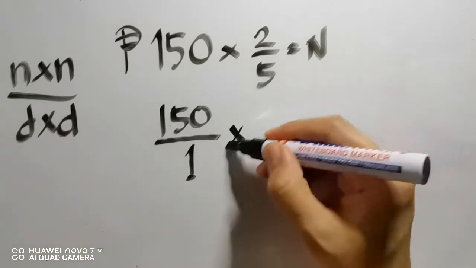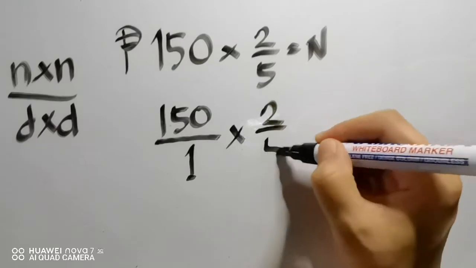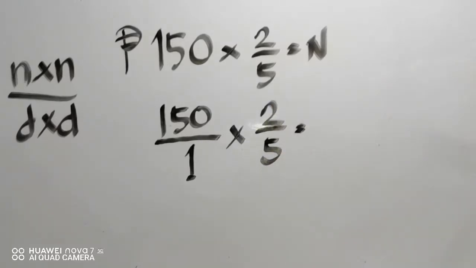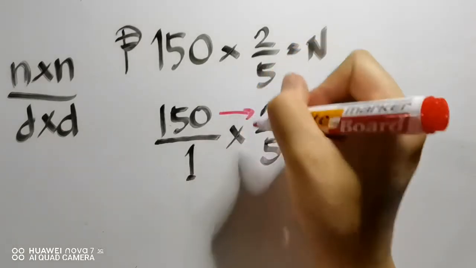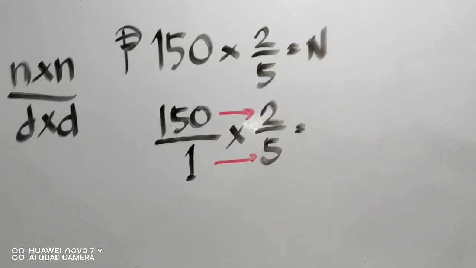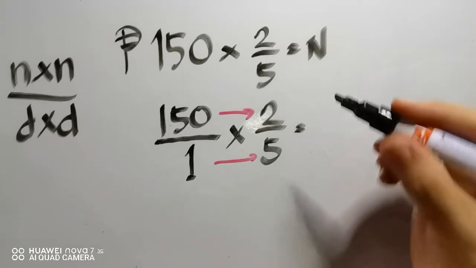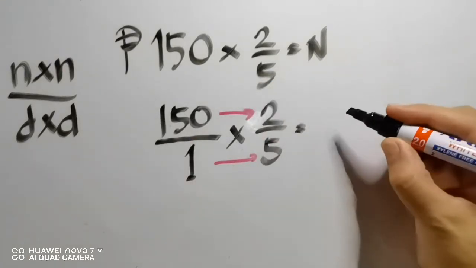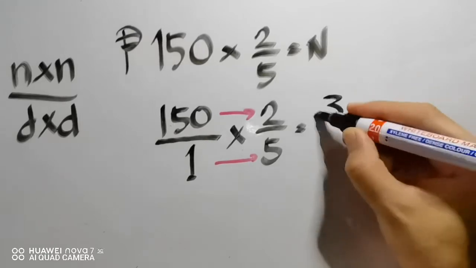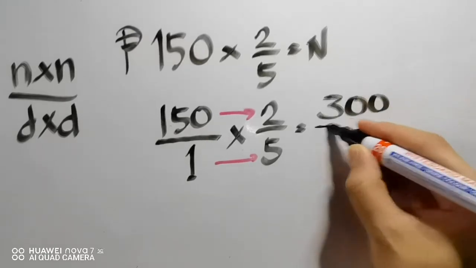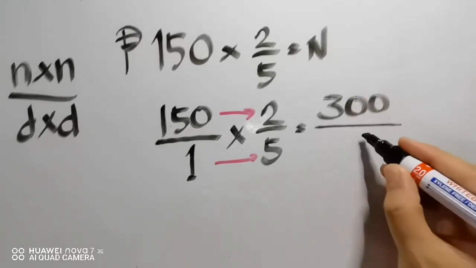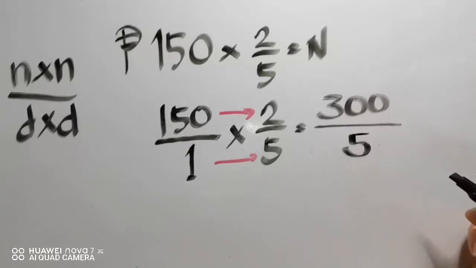Times 2/5. Okay? Sabi natin, multiply lang. Okay? Mas madali. So, ano ba yan? 150 times 2, you have 300 over 1 times 5, your answer is 5. Okay? 300 over 5. Pero kasi sa mathematics, hindi pwedeng final answer yan.